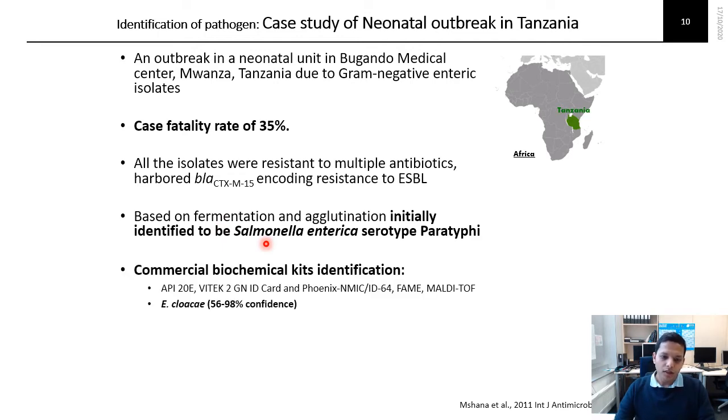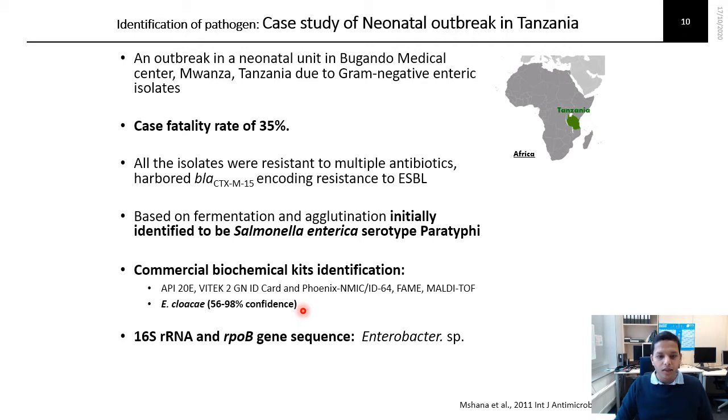However, by using commercial kits, the isolates were identified to be Enterobacter cloacae. Now there was a conflict between these two analyses. Therefore, we investigated this case by using 16S ribosomal DNA and rpoB gene sequence. This analysis also showed that this bacteria could belong to the Enterobacter species, but even this type of analysis could not identify exactly which species this is.